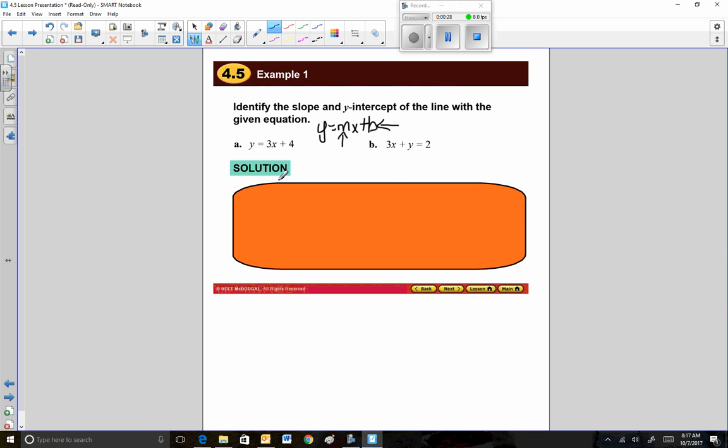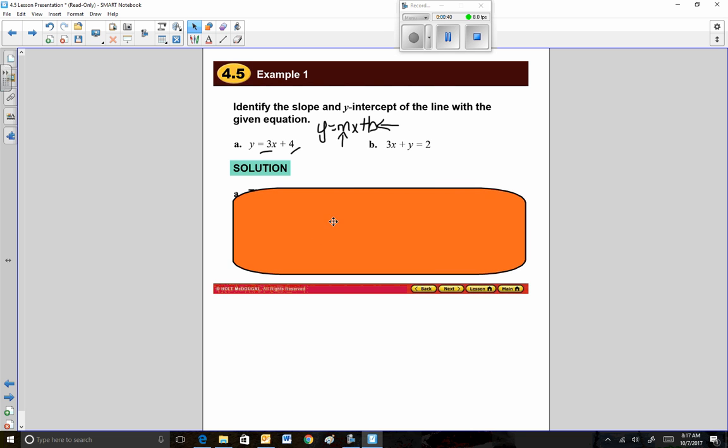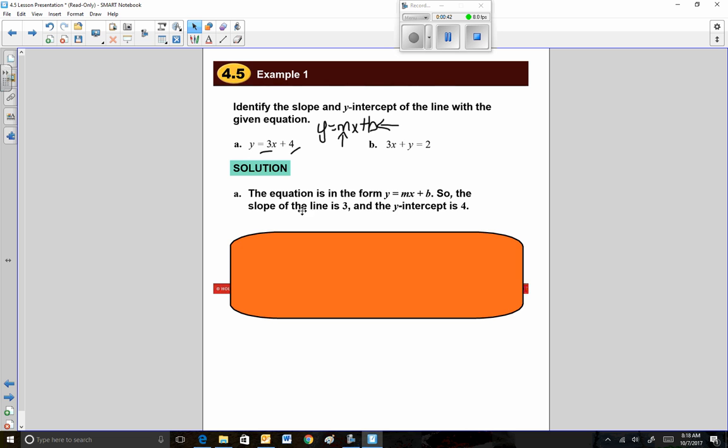So, identify the slope and the y-intercept of this equation. Well, the slope is right here, and the intercept is right there. So let me get back my little arrow here. There we go. The slope of the line is 3, and the y-intercept is 4. Let's take a look at equation B.